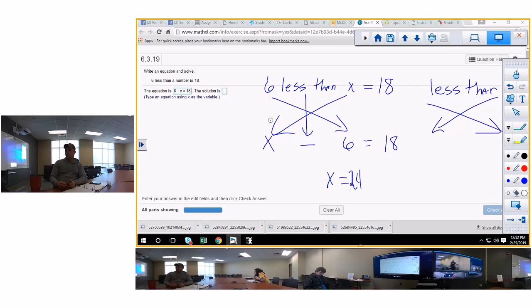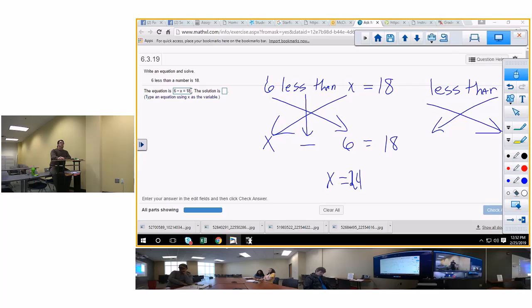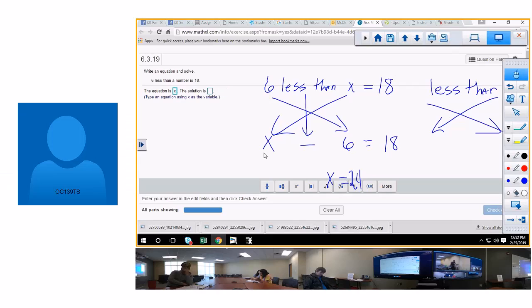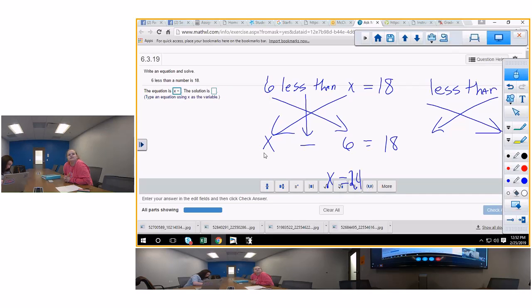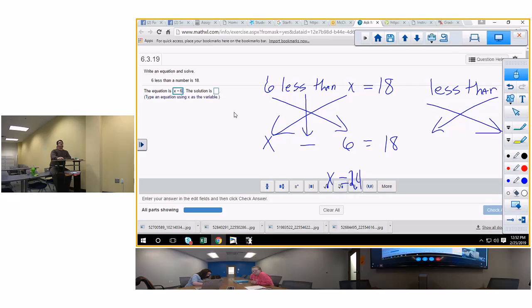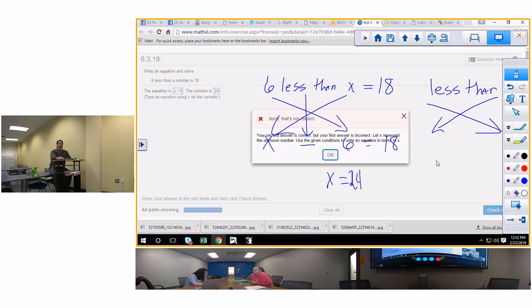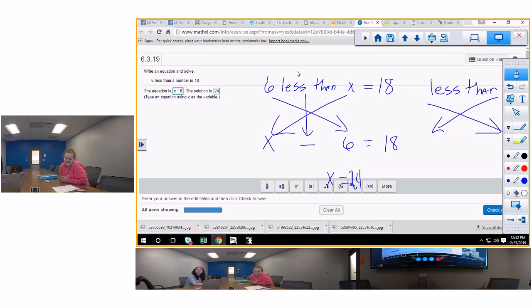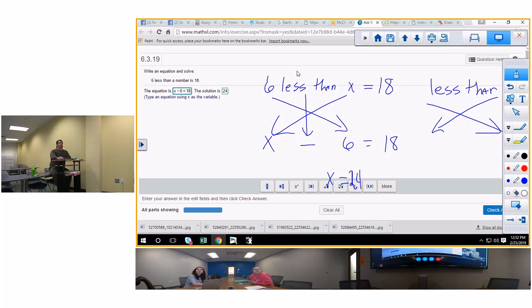So you go up here and you type in x, so it will be x minus 6. And then you put 18 or 24 right here, and you feel good about yourself. Oh, it says sorry, you're wrong. x minus 6 equals 18. You have to put the whole equation.